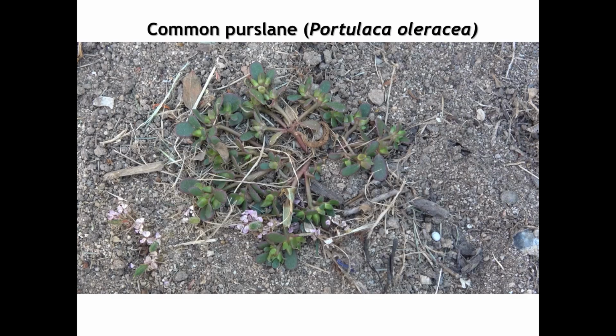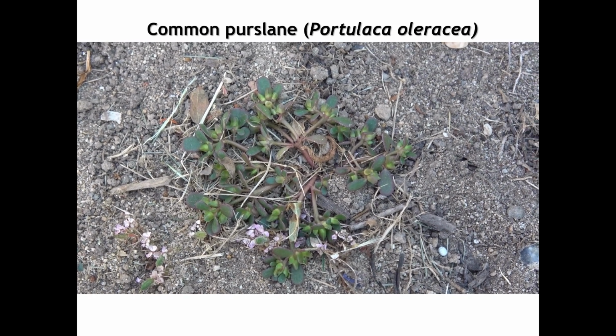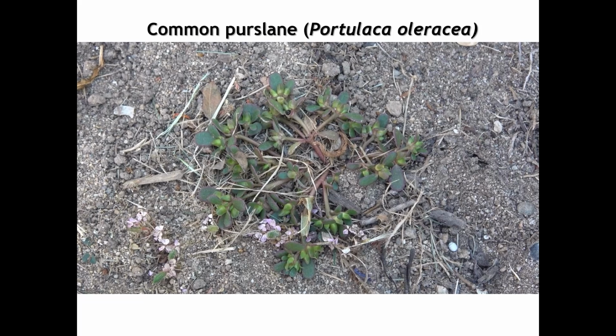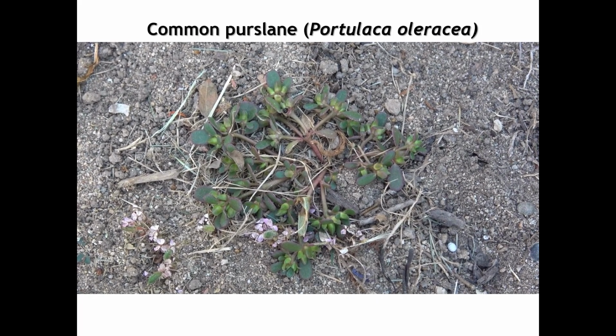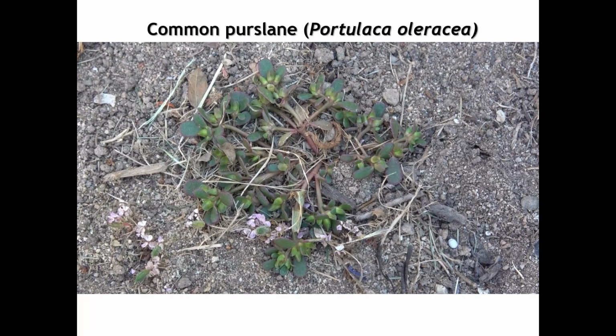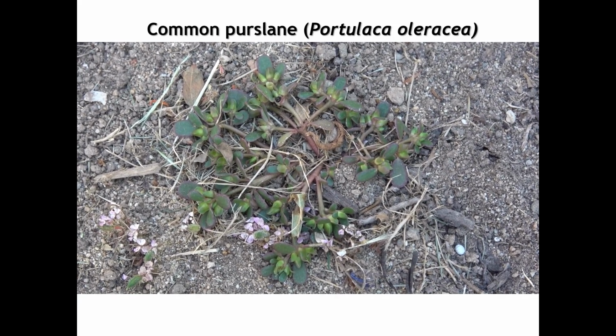Another common weed in vegetable cropping systems is common purslane. This is actually an edible plant, and some cultures eat this plant as a vegetable, but here it is a weed. And the most distinguishing feature of this weed is its succulent leaves. The leaves are very succulent.